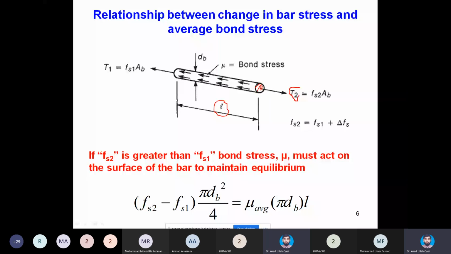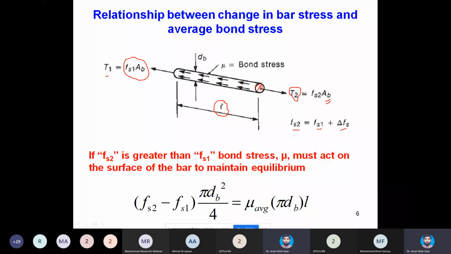Let's assume there is only one bar and we are discussing this on one bar. So T2 is equal to Fs2 AB. And at section 1, where moment was M1, we have Fs1 into AB, which is actually T1. And if I want to write what will be the change between two sections in terms of Fs2, I will say Fs1 plus delta Fs will be equal to Fs2. So the same thing I can discuss either in terms of delta Fs or in terms of delta T.